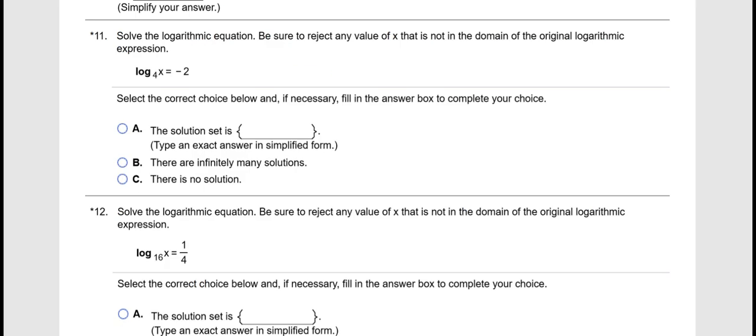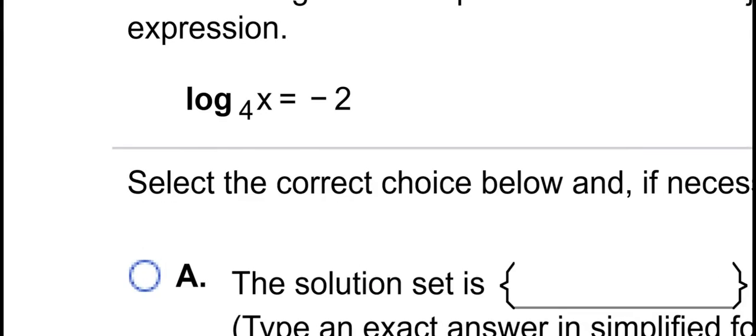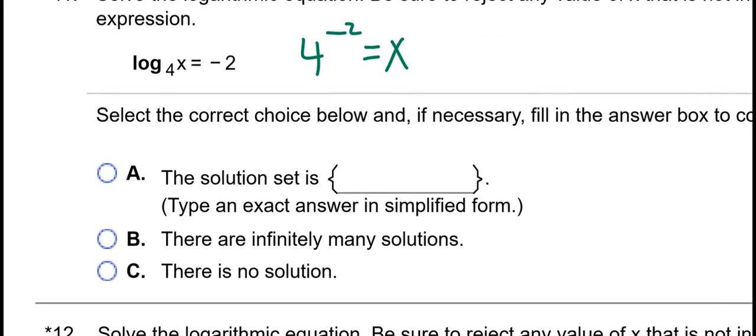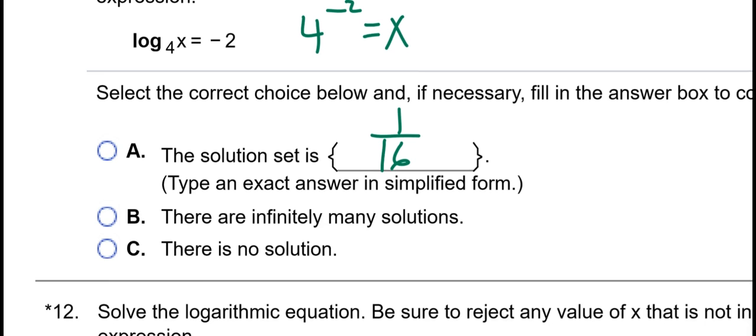Okay, so if it was a single logarithm, what did you change it into? 4 to the negative second equals x. All right, so what is that? 1 over what? 1 over 16 is the correct answer. Thank you very much. Is there anybody out there in TV land that did some sort of decimal form? Anybody? I would accept that as well. It sounds like nobody typed it on the calculator.